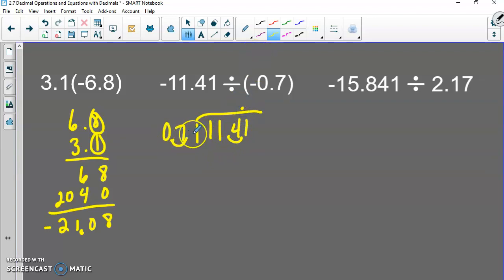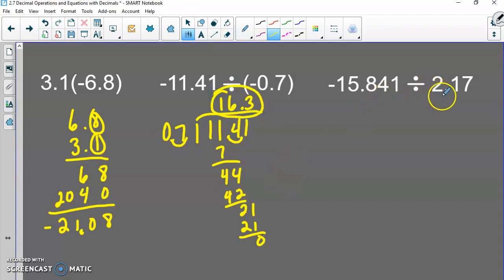That's a 7 now. 7 into 11 goes one time. We're going to bring 7 here. Remainder 4. That's 44. 7 times 6, 42. That's remainder 2. Bring down the 1. 7 into 21 is 3. And that's 0. We're good. Notice both are negative, so I get a positive answer. That's my answer.